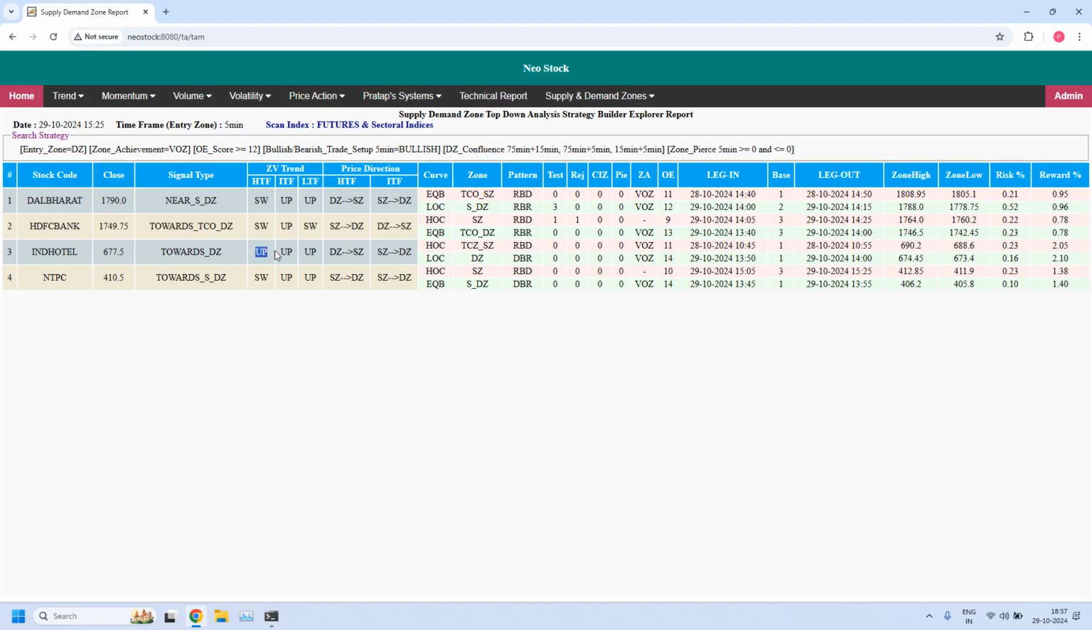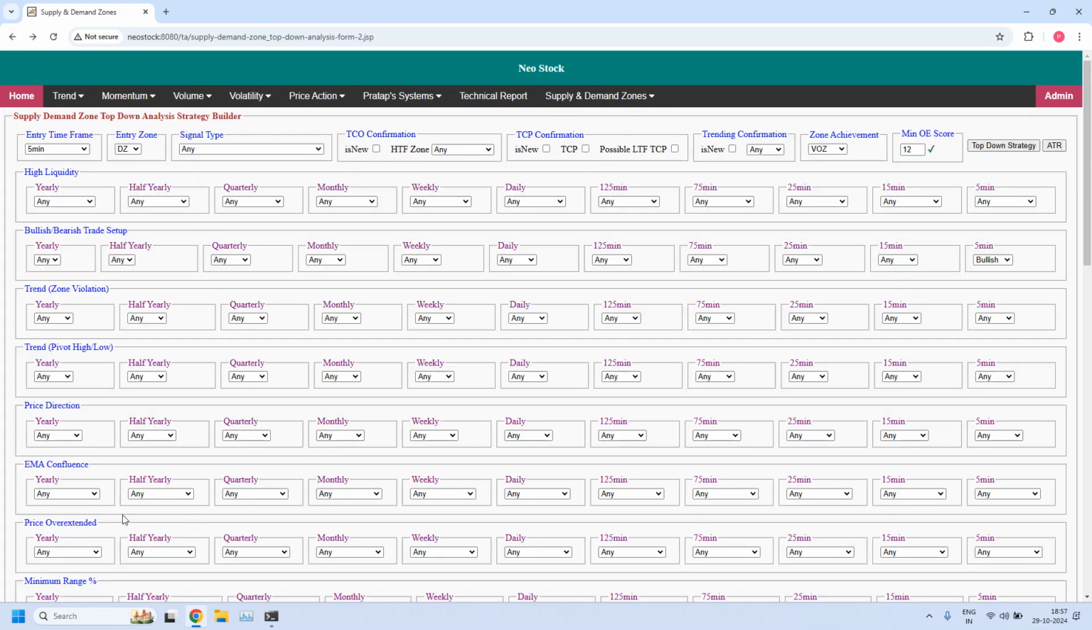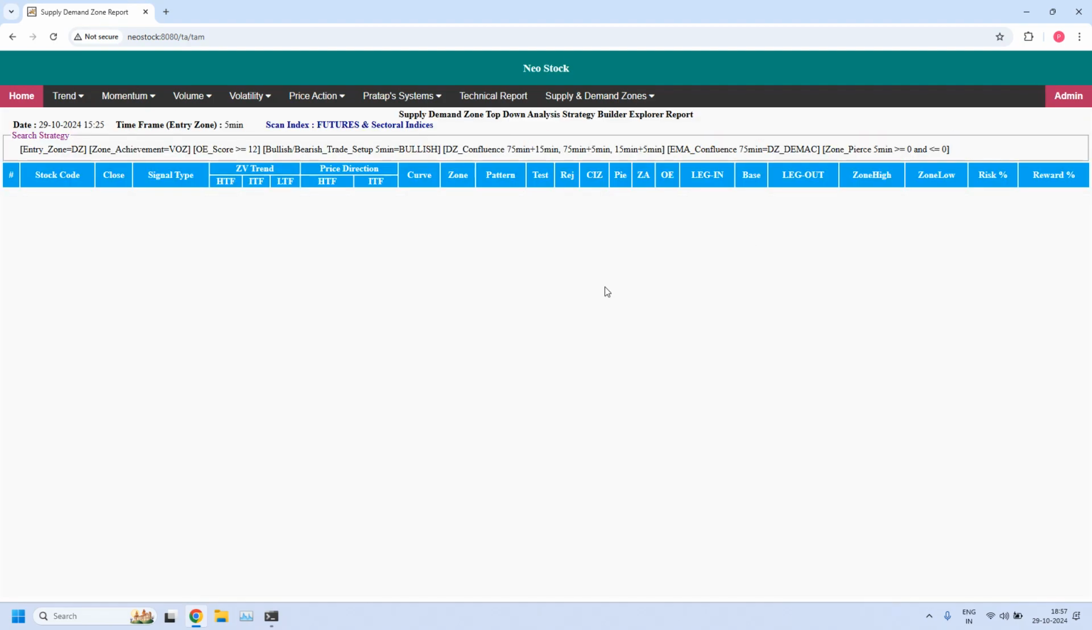And only one stock is in an uptrend. If this Indian Hotels stock has a 75 minute demand zone, because the HTF is the 75 minute demand zone, with daily EMA confluence, it is even more high probability. Sideways EMA confluence does not add any additional advantage. So let's verify in the EMA confluence: 75 minute time frame, 75 minute demand zone with daily EMA confluence. None of the stocks have it, no issues.